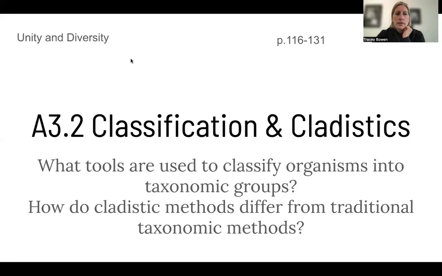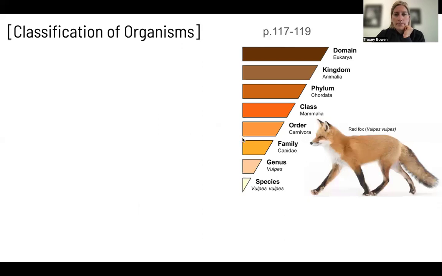Hey all, so today we're going to be looking at HL content related to A3.2, which is classification and cladistics. This is on pages 116 to 131, and we're thinking about unity and diversity as our theme. So we want to be thinking about what tools are used to classify organisms into taxonomic groups, and how do cladistic methods differ from traditional taxonomic methods.